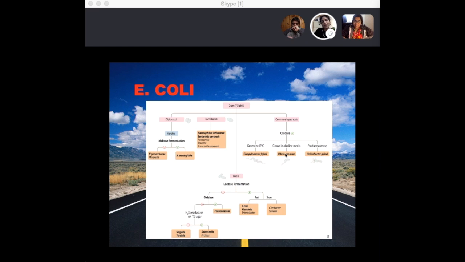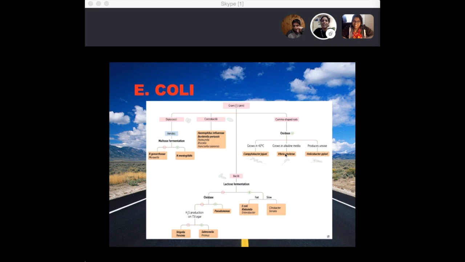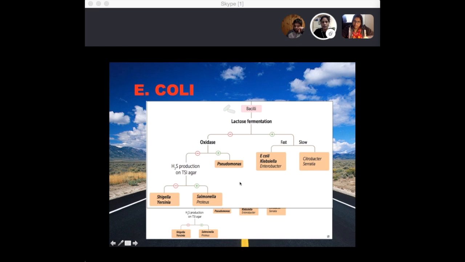Okay, so the bug of the day is E. coli. Okay, I did it right. Okay, so I guess I don't even have to ask really, but E. coli is a gram-negative bacilli, and it does ferment lactose. It is a lactose fermenter, and it is a fast lactose fermenter.